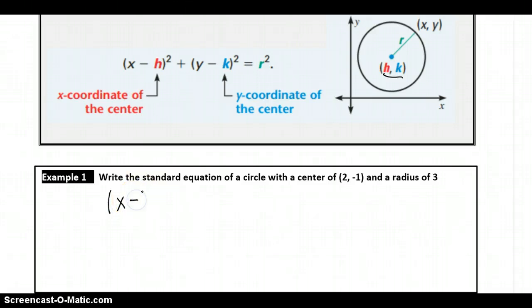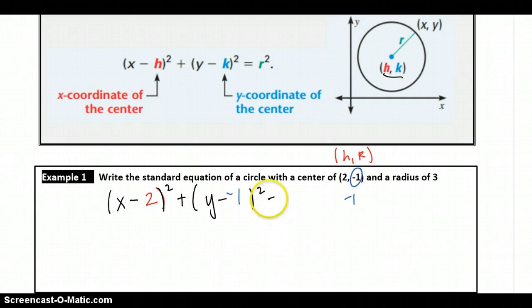We have x minus h, so for h, remember this is h comma k. So for h we're going to put in 2, so x minus 2 squared plus, and then in parentheses again, y minus k squared. So here our k is -1, so we're going to have y minus -1, and that equals r squared. So if our radius here is 3, that equals 3 squared.